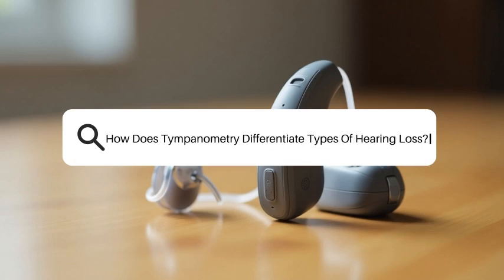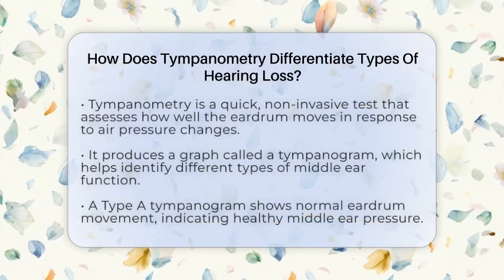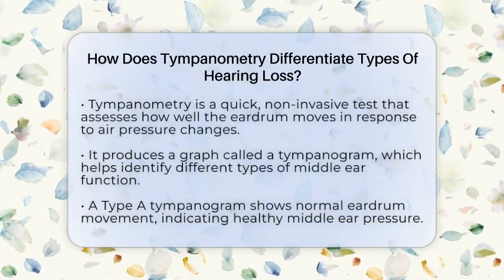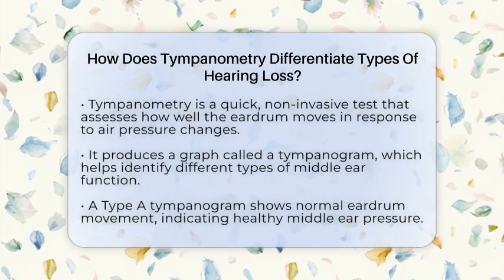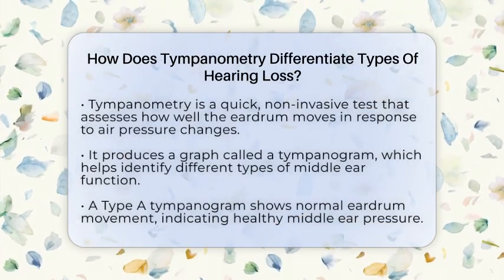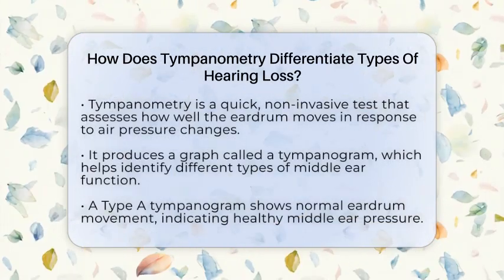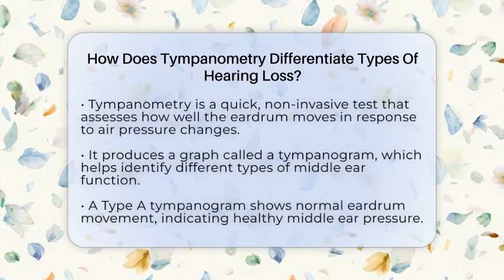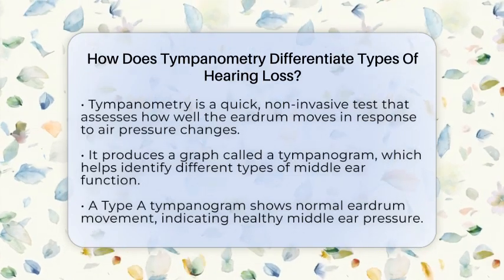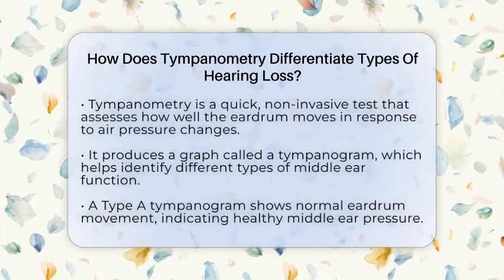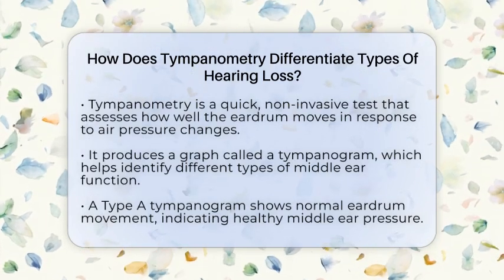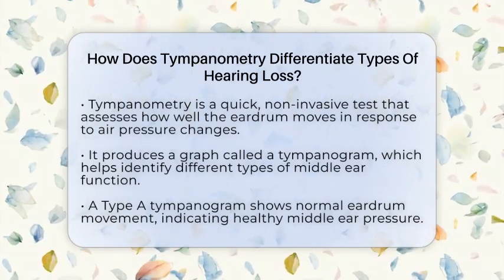How does tympanometry differentiate types of hearing loss? Imagine being able to peek inside the middle ear without surgery. That's what tympanometry offers. It is a simple, quick test that measures how well the eardrum moves in response to changes in air pressure. This movement tells us a lot about the health of the middle ear and helps us figure out what kind of hearing loss someone might have.